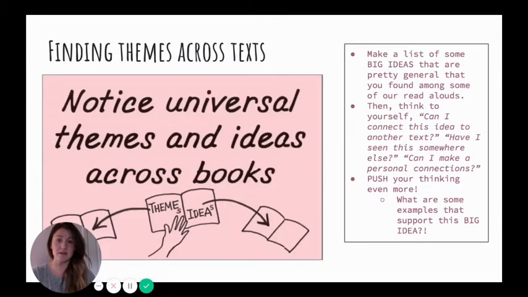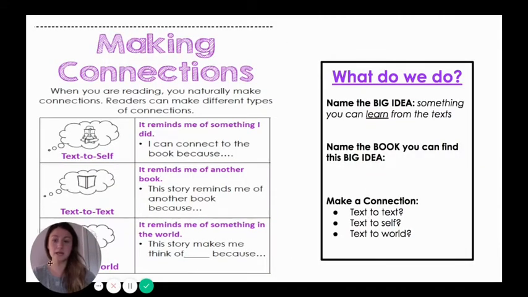So finding themes across text, I just wanted to show you this here because sometimes you're thinking of an idea and you can start pushing yourself to connect it to another book. And an easy way to do this is maybe start making a list of some general ideas you found as we were reading some of our read alouds. Then you can start thinking to yourself, can I connect this idea to another text? And maybe can I make a personal connection? And once you get to that step, you can start pushing your thinking by finding examples from the stories. So making connections.